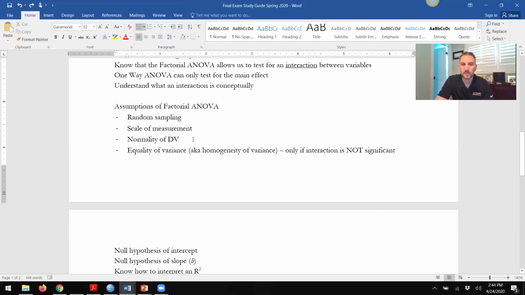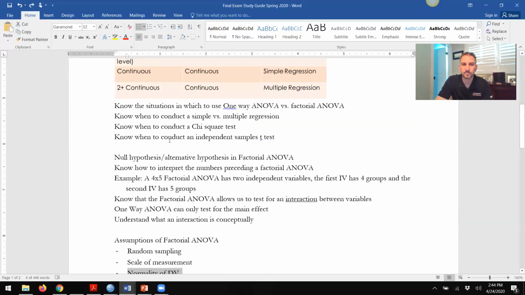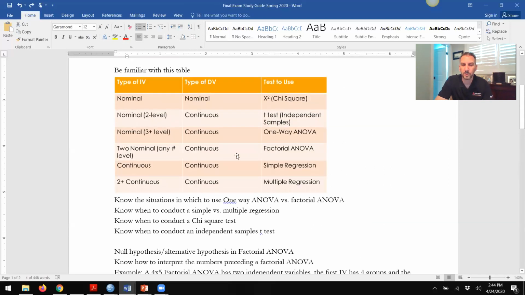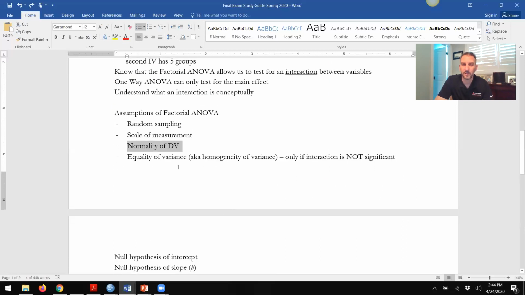The normality of the dependent variable just means whatever you're trying to predict, is it normally distributed? So that's the question there. And then finally, equality of variance. And we only check that if the interaction is not significant. So keep that in mind, that you don't worry about the equality of variance if you have a significant interaction. It's only if the interaction is not significant.